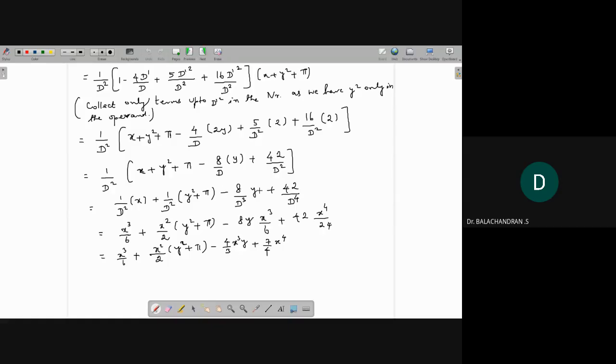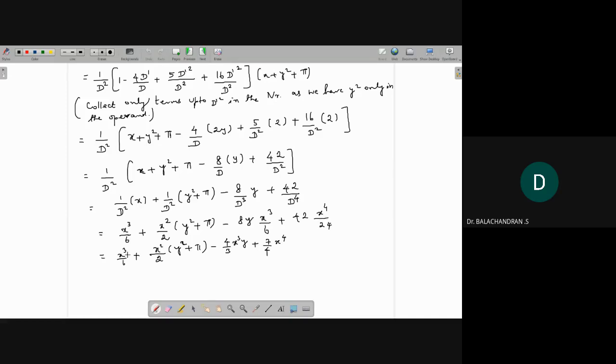Similarly, 8y is constant with respect to d. So if you integrate 3 times, you'll get x cube by 3 factorial. Similarly, 42, 1 by d power 4 of constant, that is, you get x power 4 by 4 factorial, which is 24.